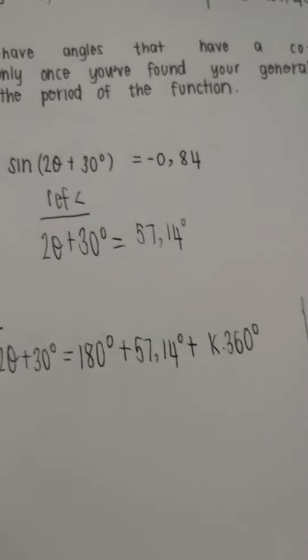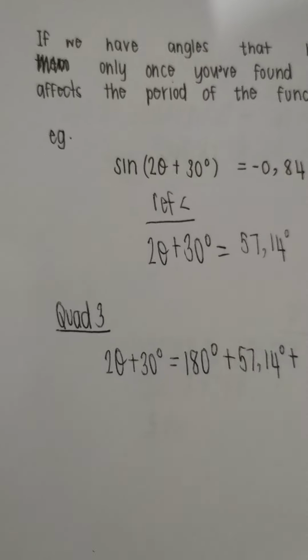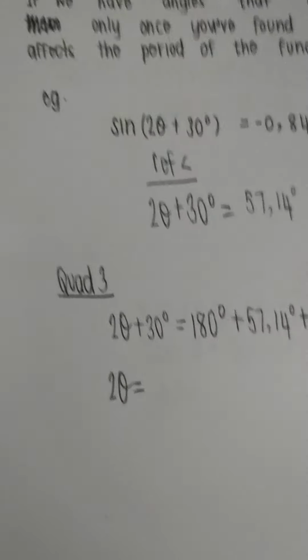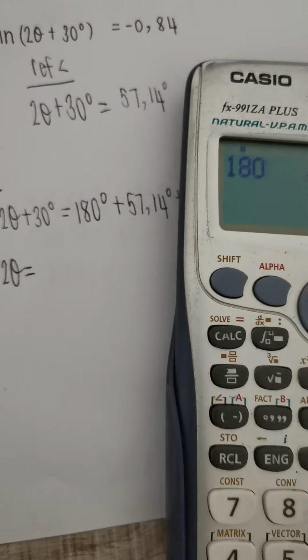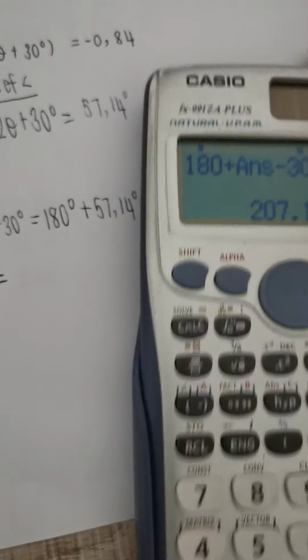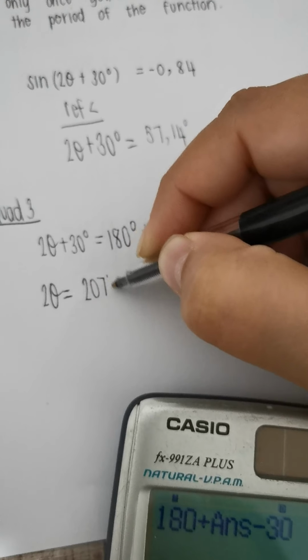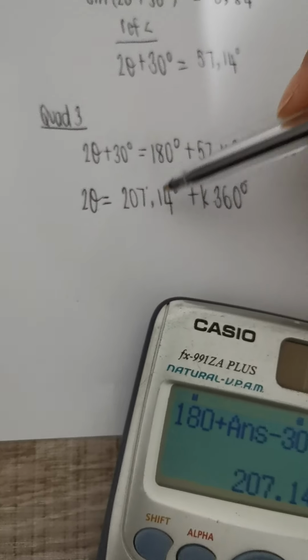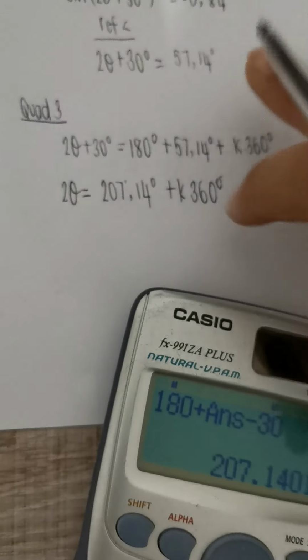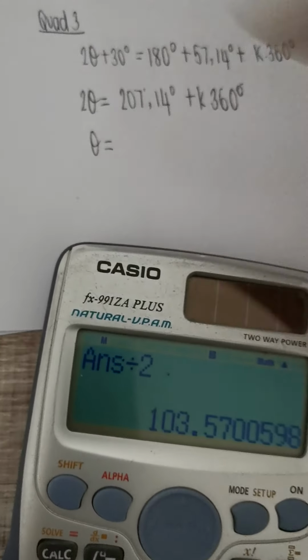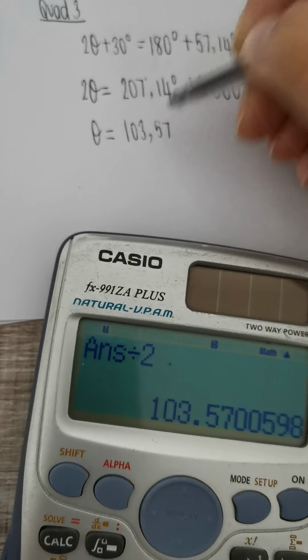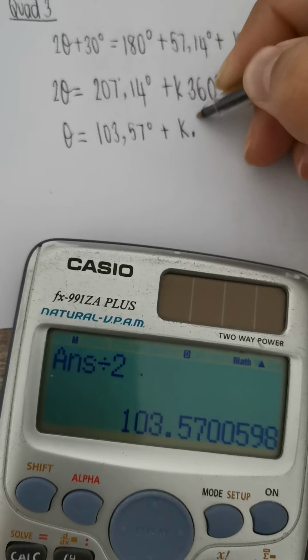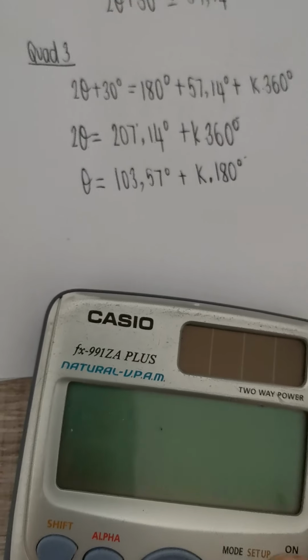Now we're going to simplify. So we're solving the equation like we normally would for an algebraic equation. So this is going to give us 2, divide here by 2, divide here by 2 and divide here by 2, because it's like an algebraic equation, and I wrote here it affects the period of your function. Okay, that's our first solution.